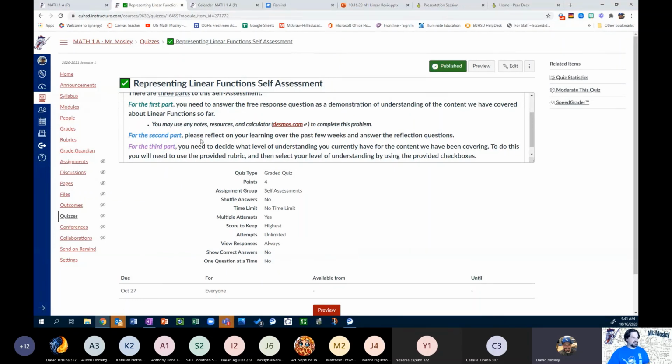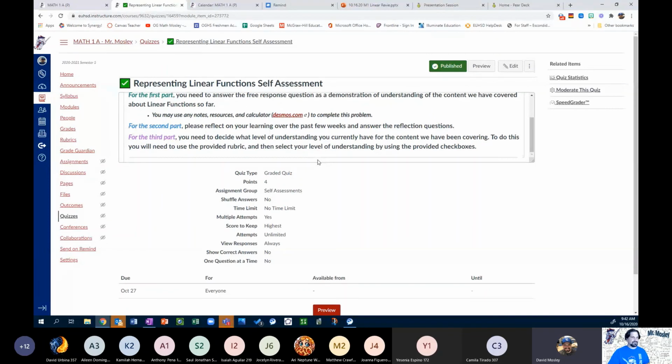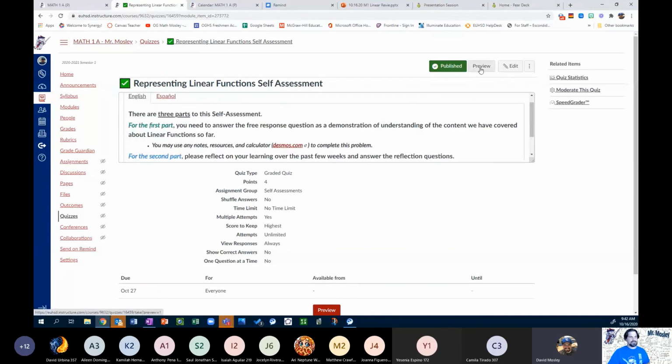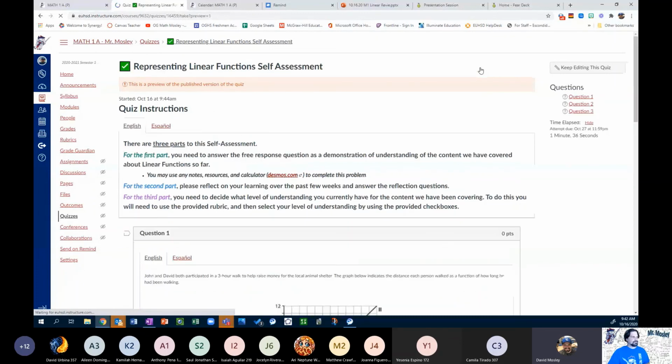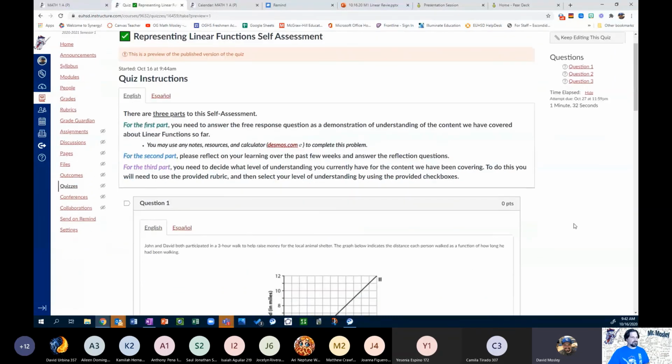For the second part, please reflect on your learning over the past few weeks and answer the reflection questions. For the third part, you need to decide what level of understanding you currently have for the content we have been covering. To do this, you'll need to use the provided rubric and then select your level of understanding by using the provided checkboxes. These are the directions. Let's see what it looks like. The directions are at the top of the screen as well.